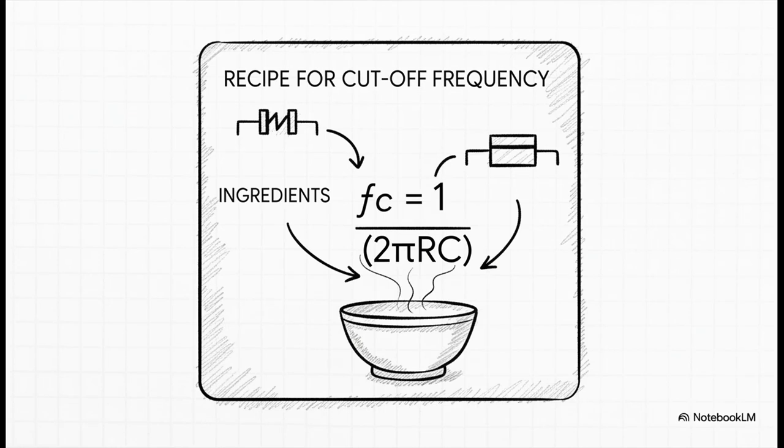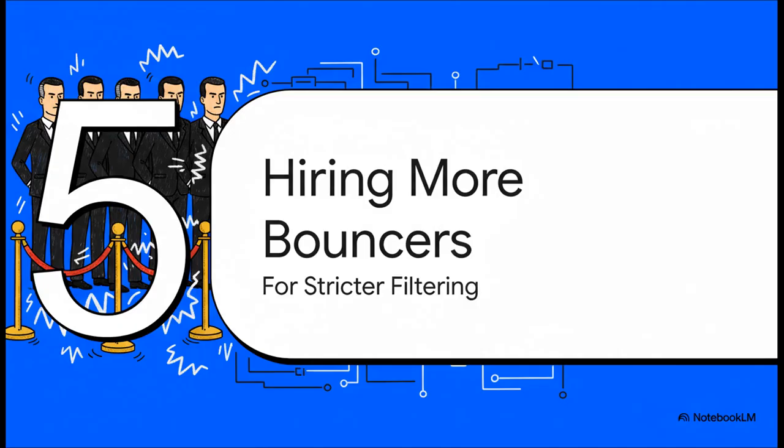So how do you actually set this cutoff point? Well, you use this simple formula. But I want you to think of it less like scary math and more like a recipe. You get to choose the ingredients, the values for your resistor R and your capacitor C, and by picking the right ones, you can tune your filter to let in exactly the range of frequencies that you want. Pretty cool, huh?